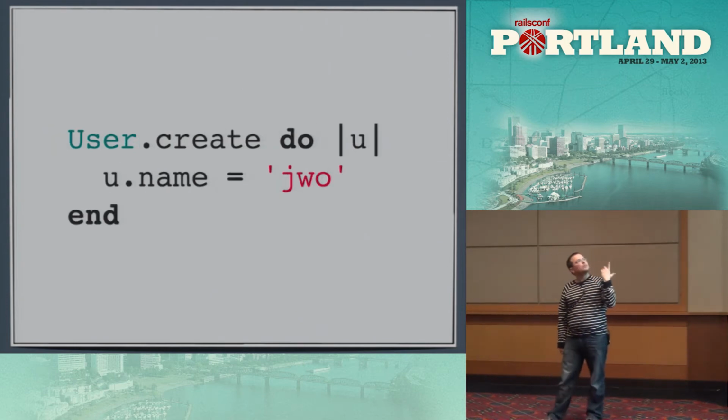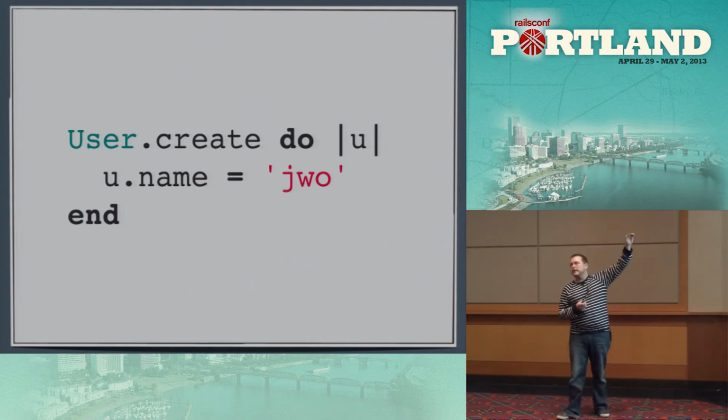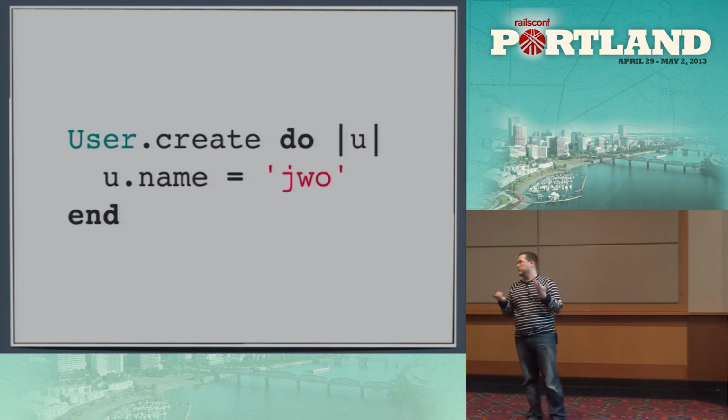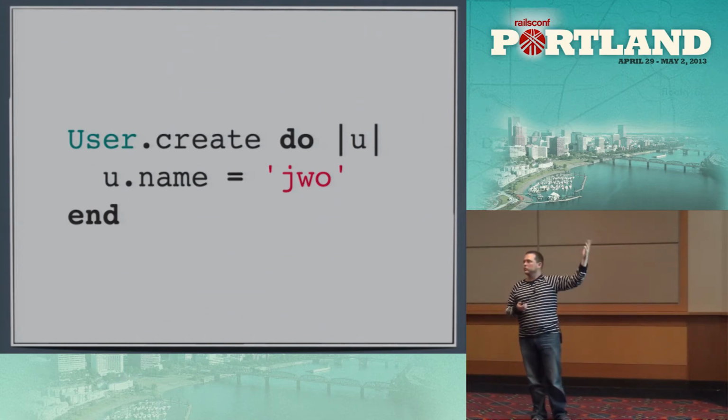Or maybe you've seen this, where you're creating a user, and you pass a block into the create method that sets the values for it. This could be any number of things that you're setting, or frankly anything else. But it's User.create, and it receives a block, and that's what sets the values of the user that you're actually creating.